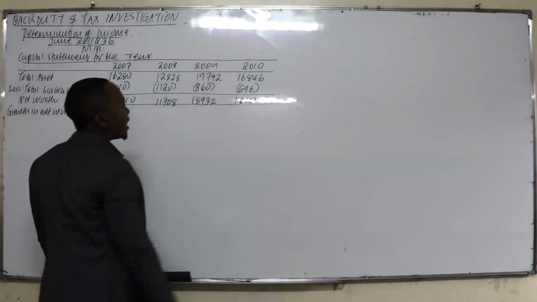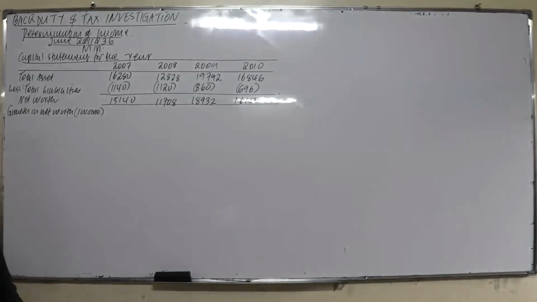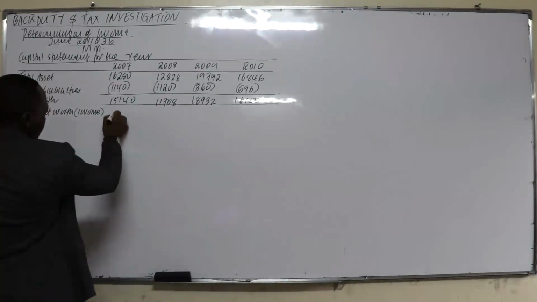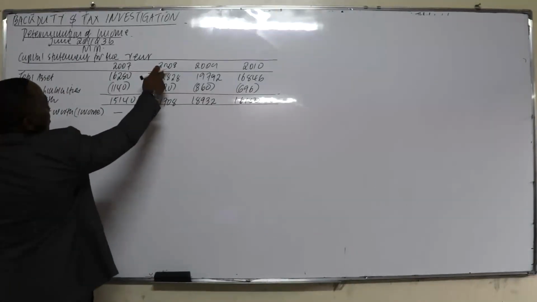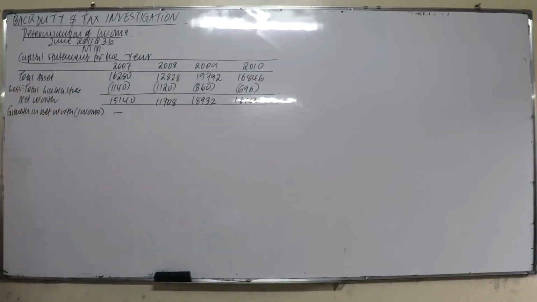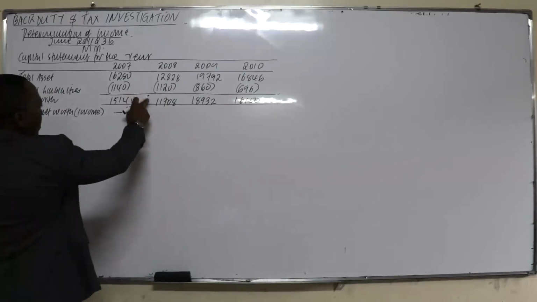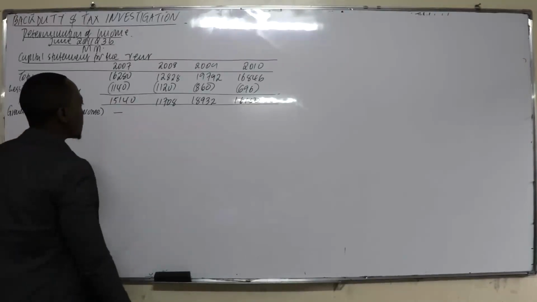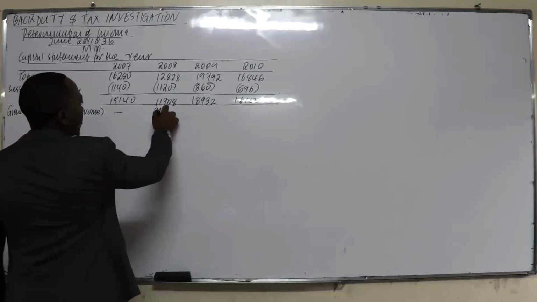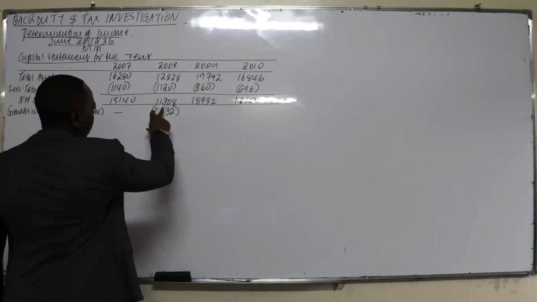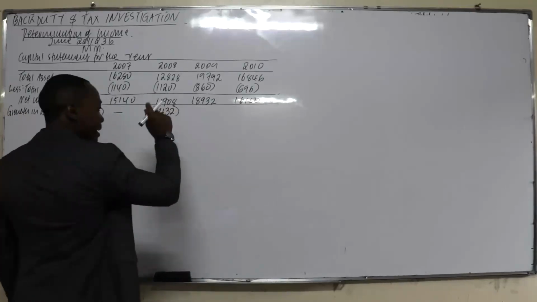Now, once you get the net worth, in this case we are not concerned about the net worth. We want to determine the taxable income. From 2007 to 2008, from 15,140 to 11,708. Did we have an increase or a reduction? That's a reduction. That's a loss. From 11,708 to 18,932, that's an increase.